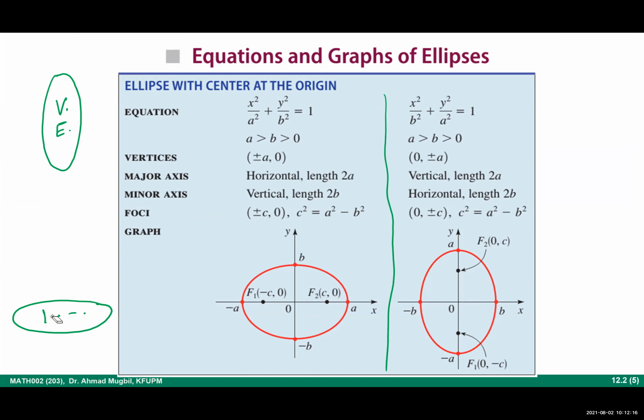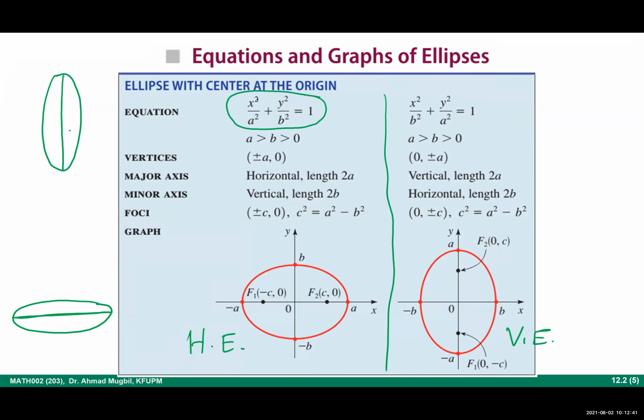In fact, it is not difficult. Look at the major axis. The major axis here is horizontal. The major axis here is vertical. So it is easy for us to remember. Now we will call this one horizontal ellipse, this one vertical ellipse. Good. So now for the horizontal ellipse, this is the equation.